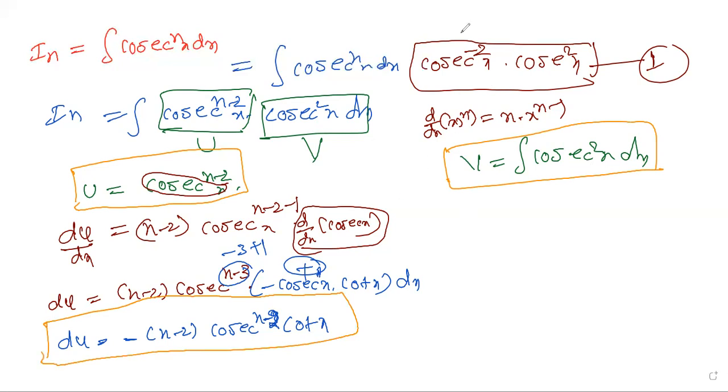Next, what is the value of V? It is the integration of cosecant square x. What is the value of the integration of cosecant square x? It is equal to minus cot x. This is the value of V. Now we have U, V, du and V, which are enough to apply the formula. So now, for the extension, you need to apply the next page.